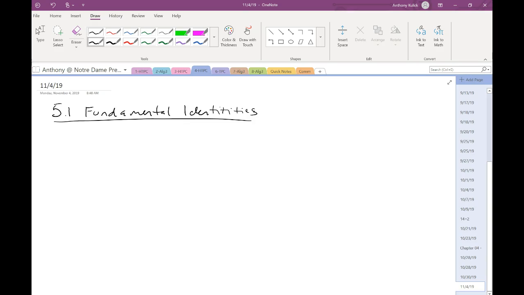When we talk about an identity, what we really are saying is that an identity is just like an equality statement that's true for all values of the variable. So something kind of trivial as this, you could call an identity, right? That's true for all values of x.